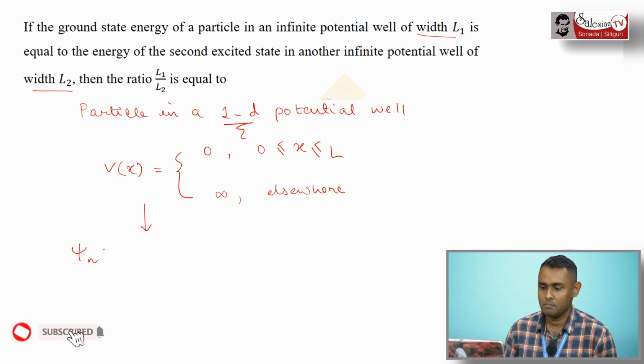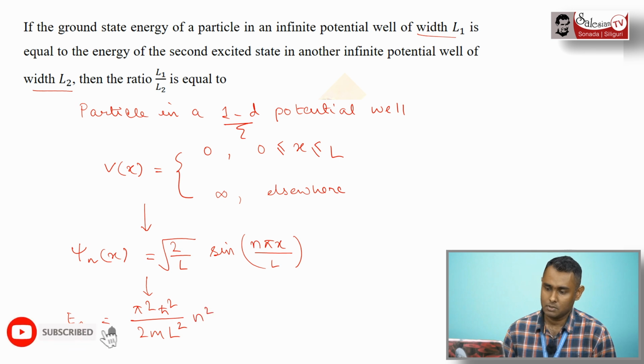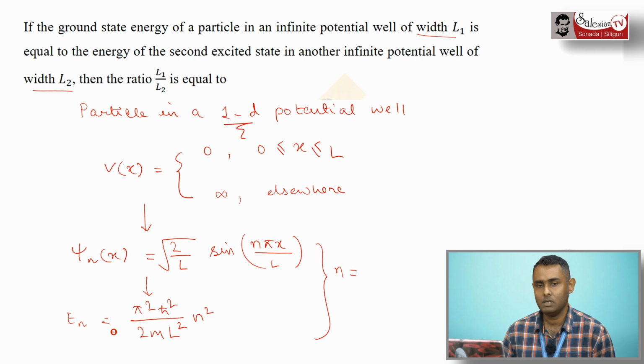The wave functions will be like this. The normalized wave functions would be root over 2 by L sine n pi x by L. What is this n? I will come to it in a while. And the corresponding energy eigenvalues can be written as E_n equals pi square h cross square by 2m L square into n square. Now this n, you can call it the quantum number, and it can assume only values which are natural numbers 1, 2, 3, 4 and so on.